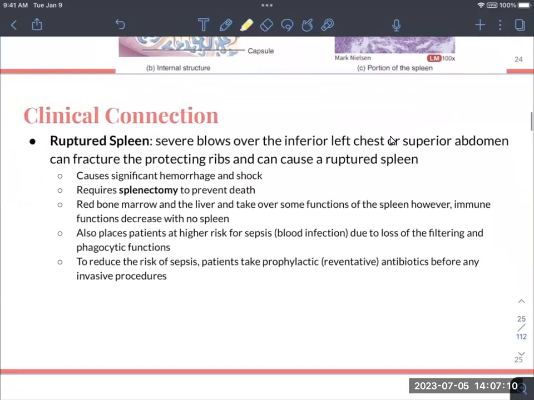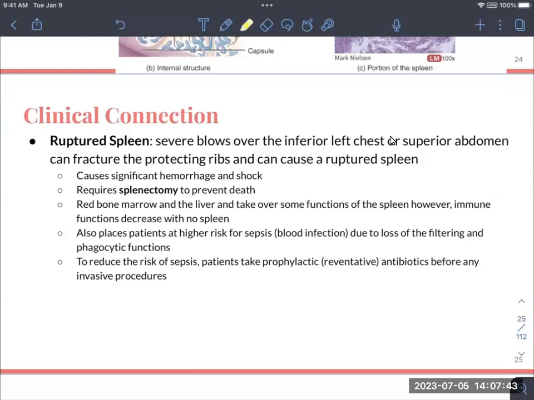They're named for what color they stain. So what happens when a spleen ruptures? It can happen if somebody has some sort of contact, severe blow, as your book says, to the left inferior chest or superior abdomen. Breaking of those lower ribs can actually rupture the spleen. The lower ribs are there to actually help protect your spleen.